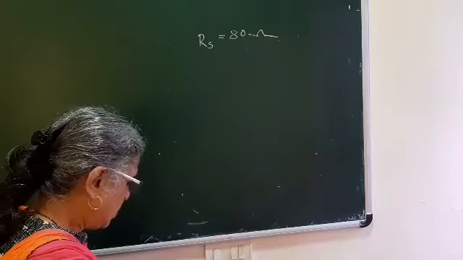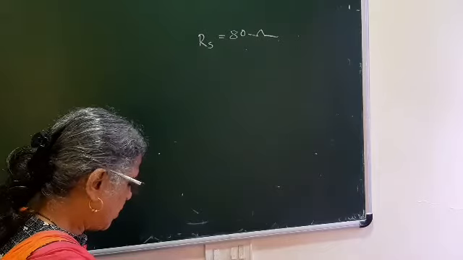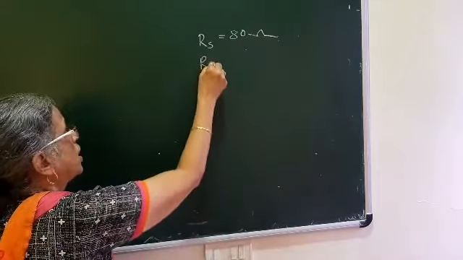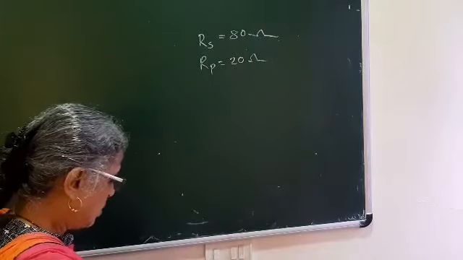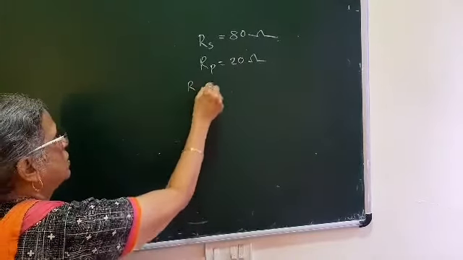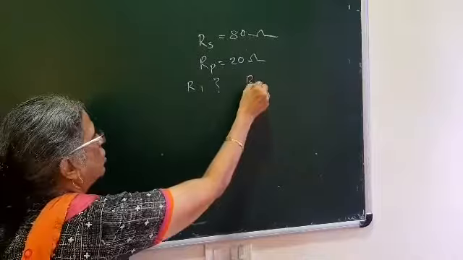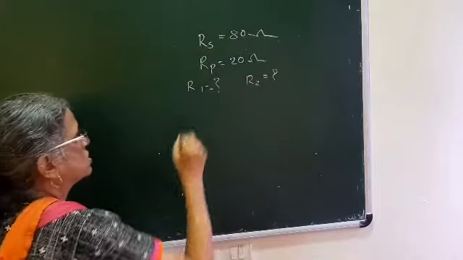Then when they are connected in parallel, their effective resistance is 20 ohm. So Rp is equal to 20 ohm, that is given. What are the values of the two resistances? So R1 question mark and R2 also question mark. So these are the questions.